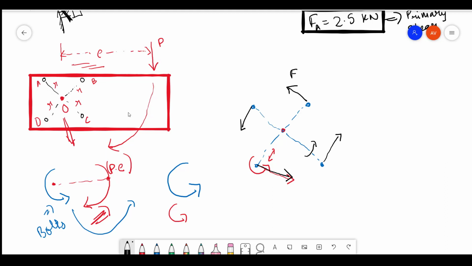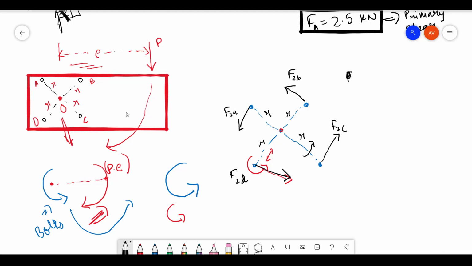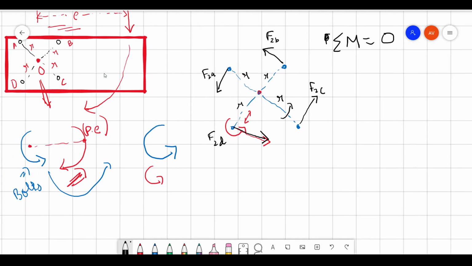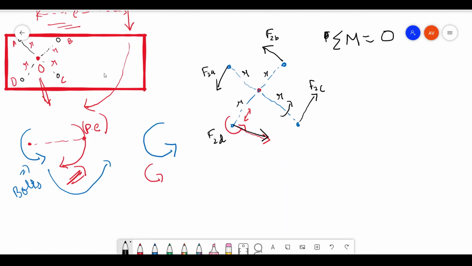So let me put F2B, F2A, F2D, F2C. Now since the radius is same for all the cases here, what we can do is take net moment equal to 0, right? So the net moment is coming from two sources. Let's see what the sources are. One is due to this and another is due to this, so these two have to balance.